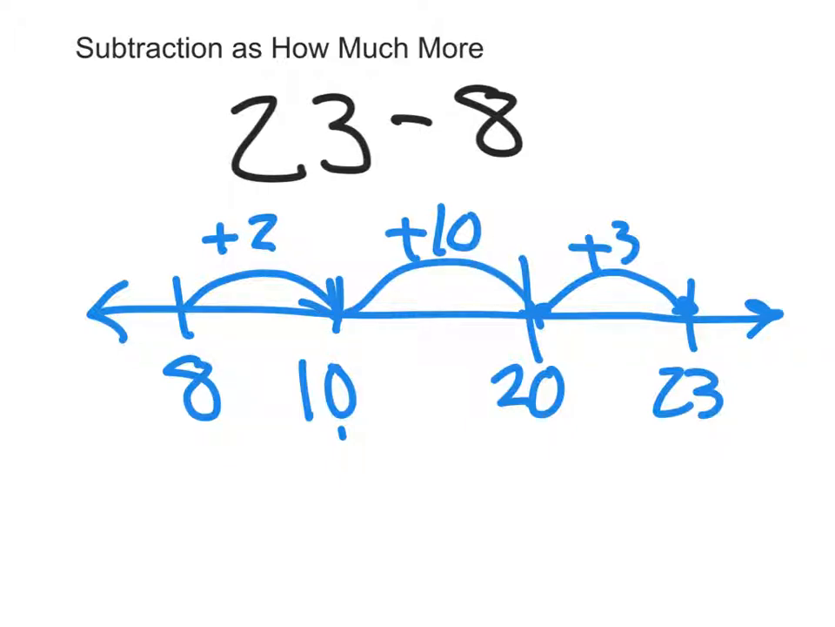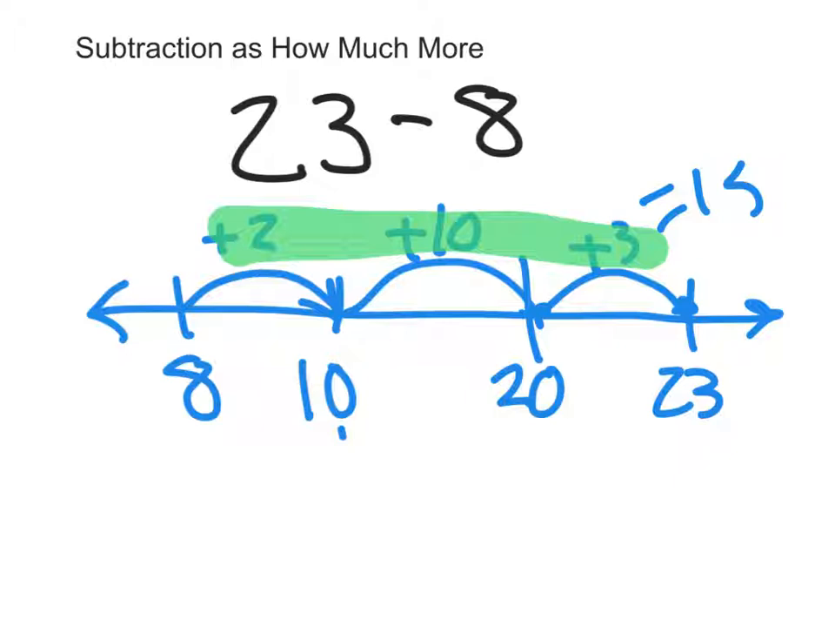Then what I'd want to do is just look at these numbers right here, and I can add all of those together. 10 plus 3 is 13, plus 2 is 15. And again, that's an open number line way to do it.